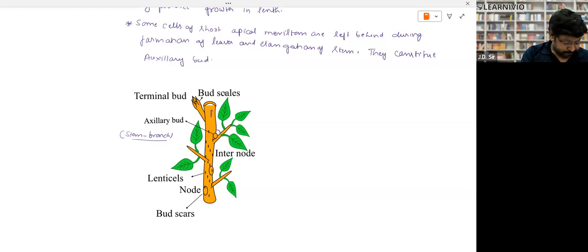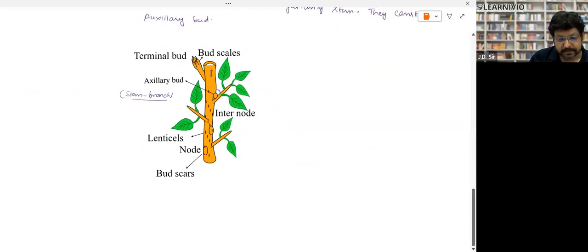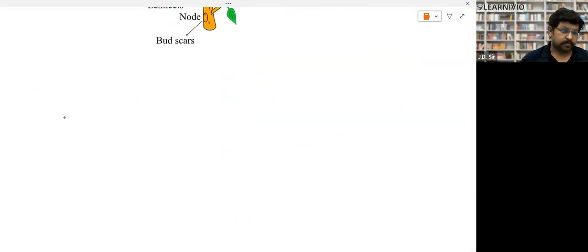So now come to the next part. Apical meristem is done, and then we have to do intercalary. Okay. So the next part is intercalary meristem. Put the heading intercalary meristem. Second, B part.